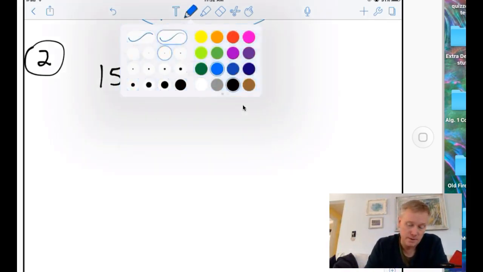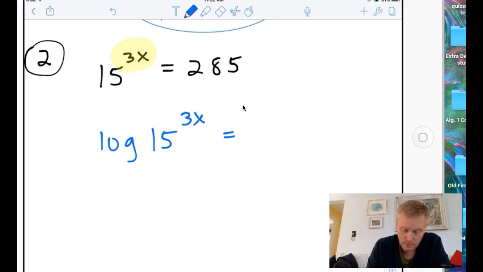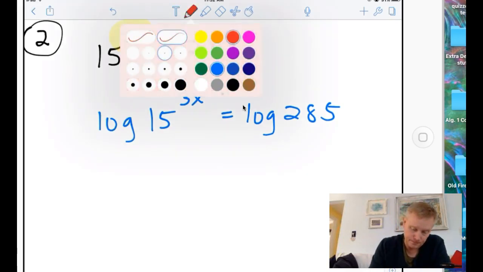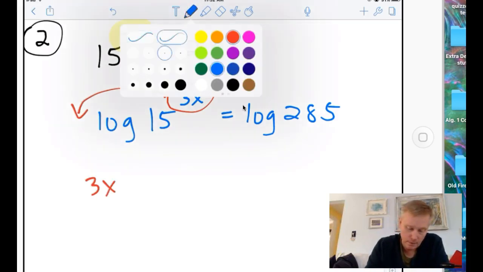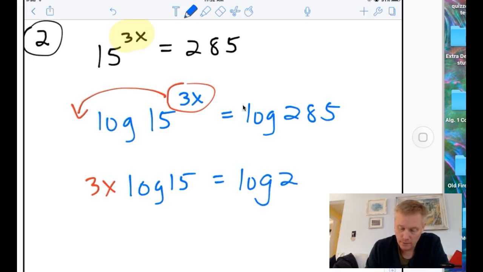The other strategy I'm going to take is I see that the variable is in the exponent, which makes it harder. So I'm going to take the log of both sides. And move that 3x to the front. Over there, 3x, and the rest of it stays the same. Log of 15, and over here is the log of 285.